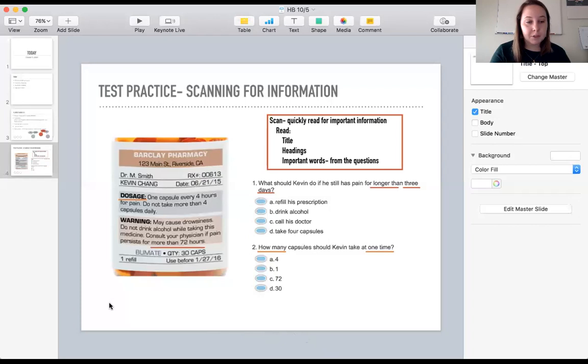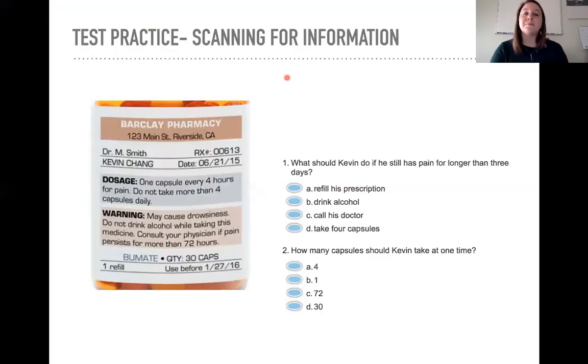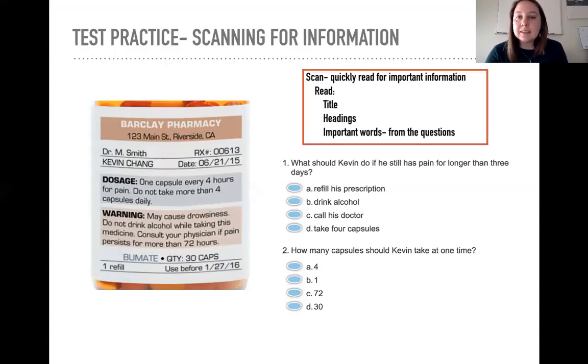All right, let me turn my spotlight on so you can see this. All right. So we're talking today about scanning. And scanning, let me move my screen. There we go. Scanning is when you read quickly for important information.